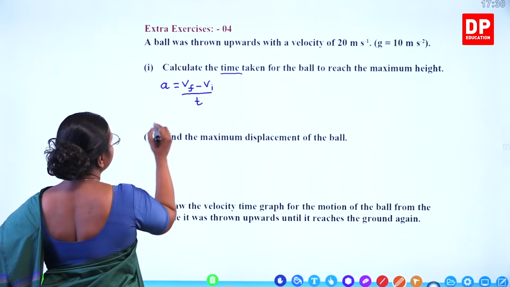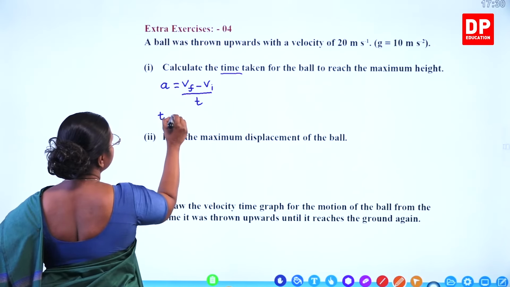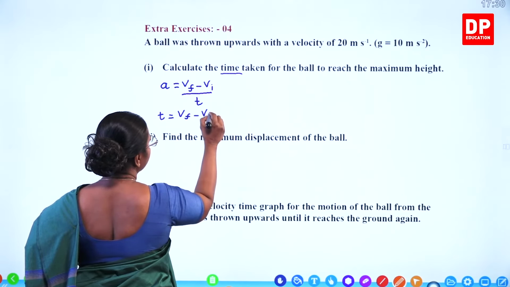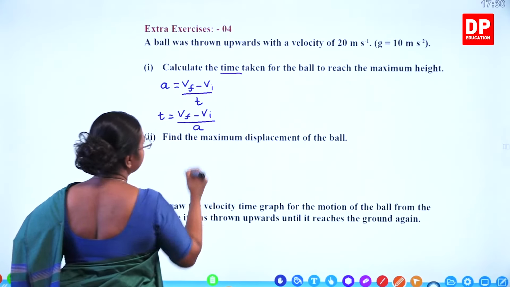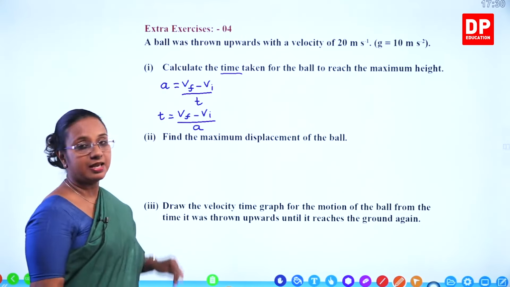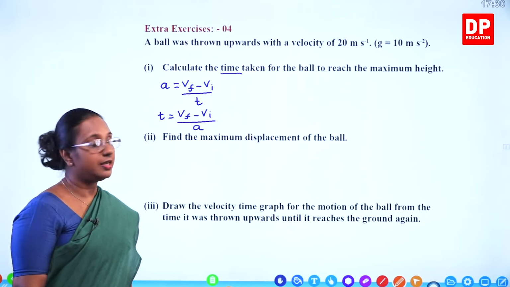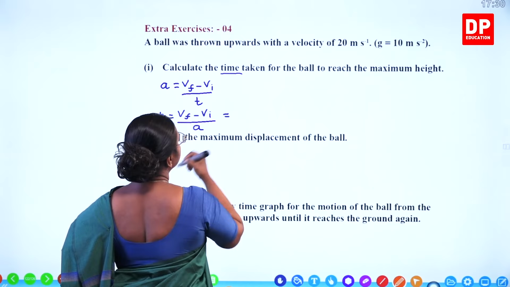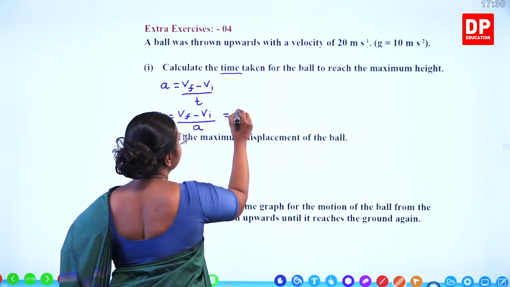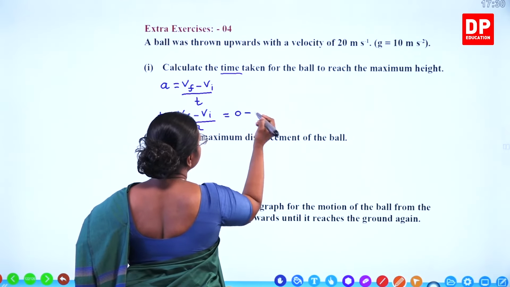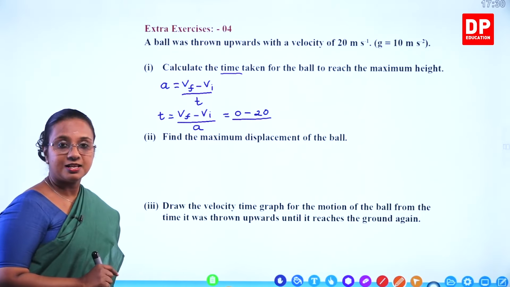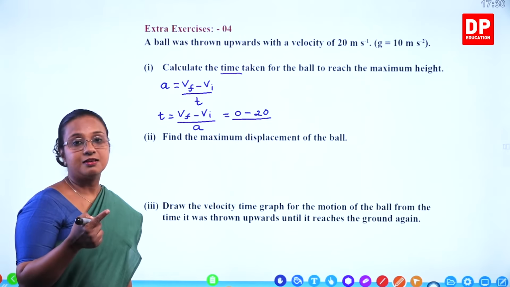So if we rearrange, the time will go up. Time will be equal to final velocity minus initial velocity divided by acceleration. Here we are rearranging the equation and making the time the subject of the equation. And when we substitute the values, the initial velocity is 20 but the final velocity is 0, minus 20 divided by the gravitational acceleration, which becomes deceleration here.